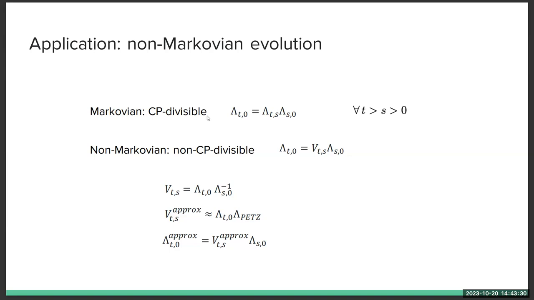The Petz map is a recovery map, but it's not an invertible matrix, because the inverse is not CP. The Petz map is CP. So they are different classes. But that's what we wanted to know: how similar are they?